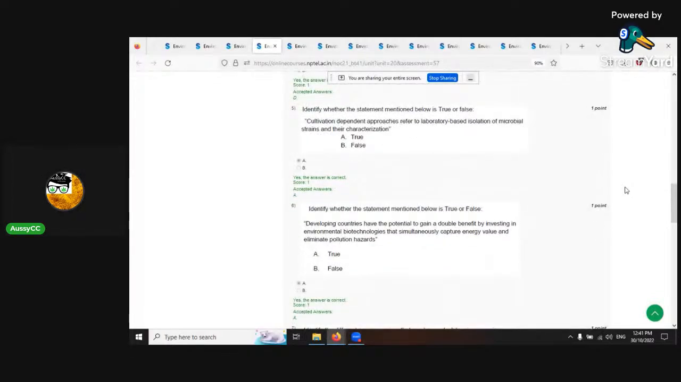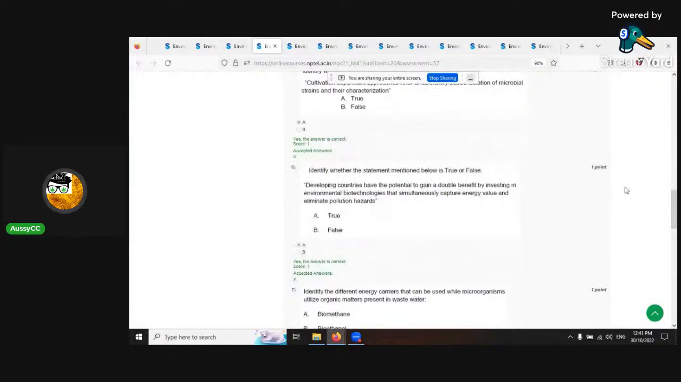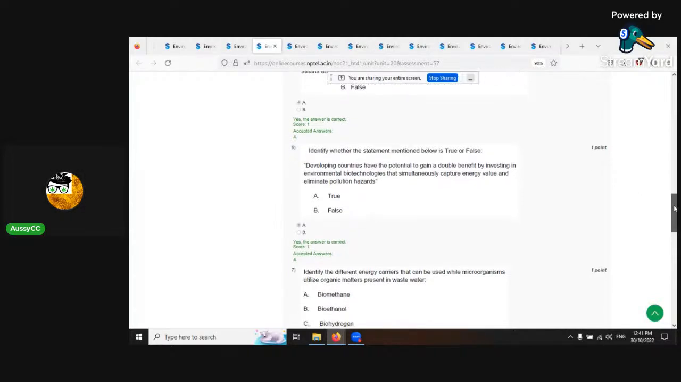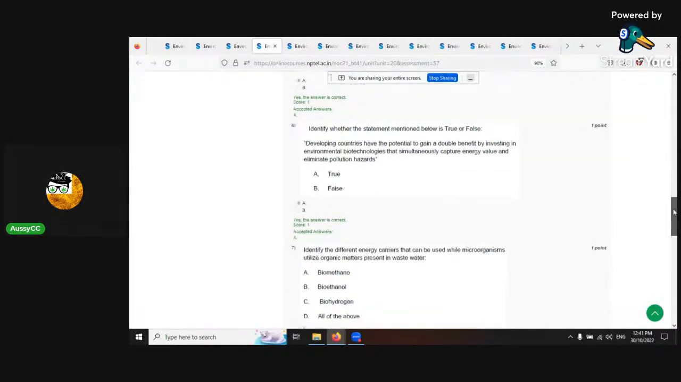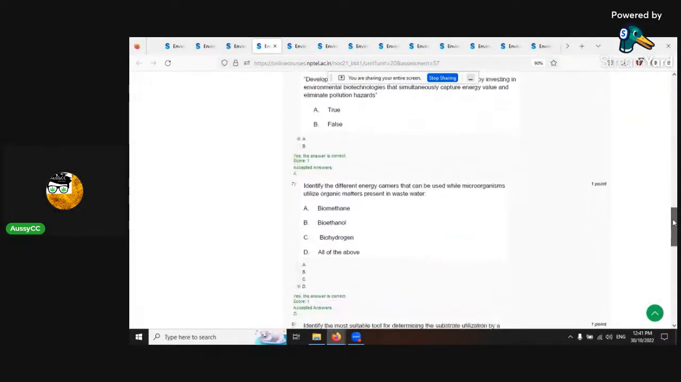I love studying microbes. Identify the different energy carriers that can be used while microorganisms utilize organic matters. Well, that's organic, there you go, it's all of them. C, D, they're all of them.